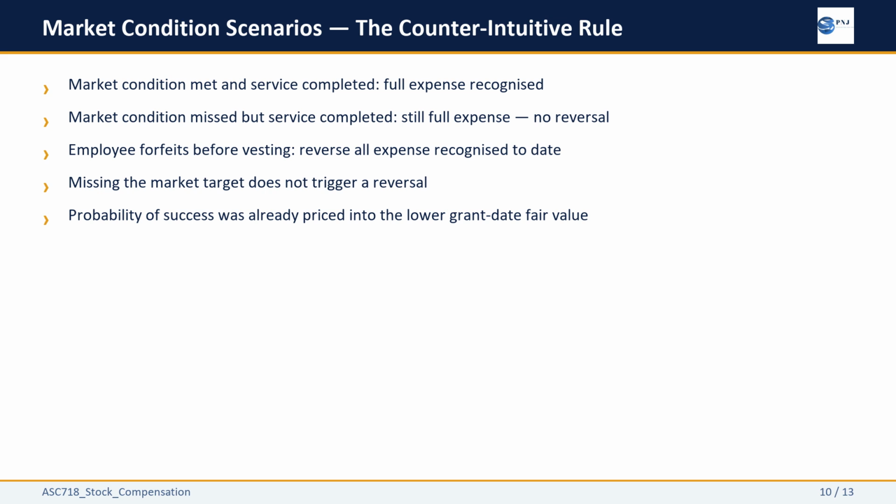Why? Because the probability that the target might be missed was already factored into the lower grant date fair value produced by the Monte Carlo model. The company paid a lower accounting cost up front in exchange for accepting that risk.